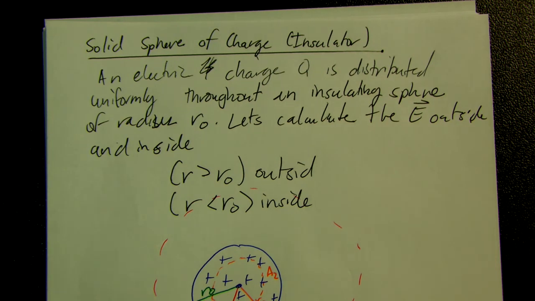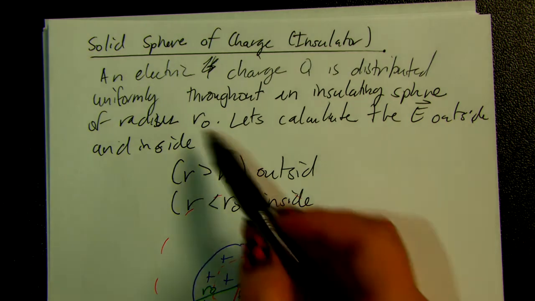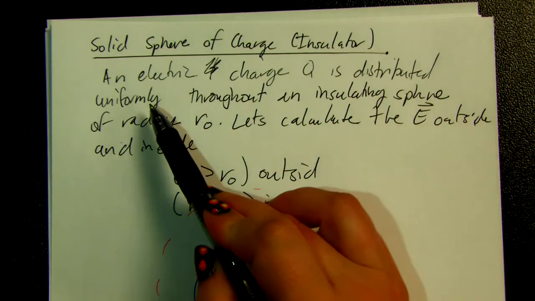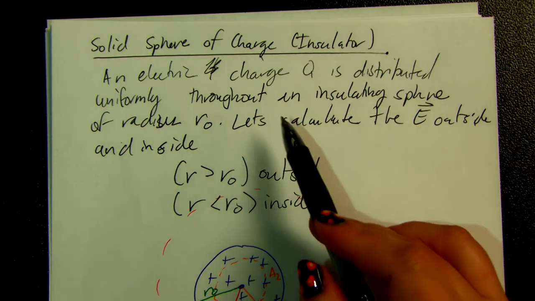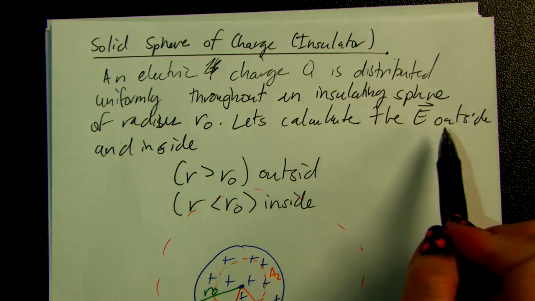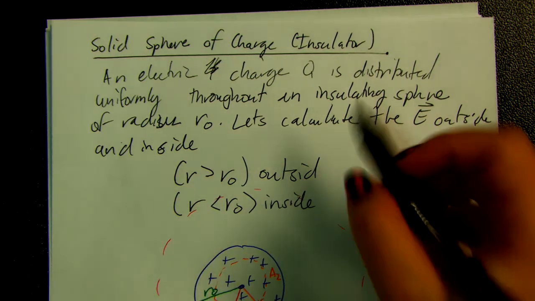So we're going to be moving on with Gauss's law, this time talking about a solid sphere of charge, this time made out of an insulating material. So we've looked at a shell of charge, we've looked at a solid sphere of charge made out of a conductor, both very straightforward, things we've easily calculated using Coulomb's law, and now we're going to look at the electric charge Q distributed through an insulating sphere. So in this case, we have an electric charge of Q. It's distributed throughout an insulating sphere of radius r0. So we're going to calculate the electric field on the outside and on the inside.